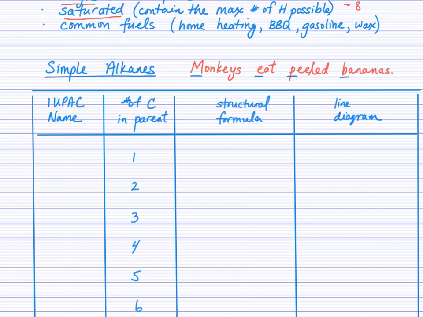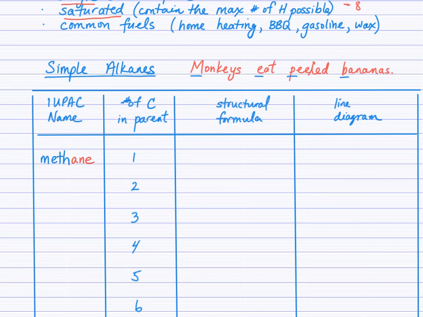So the memory trick that I've given you here in red: monkeys eat peeled bananas. That's a sentence that can be used to remember the first 4 root names of the simplest alkanes. So M stands for meth. When we write the name for a hydrocarbon with 1 carbon, we use the root meth because meth means 1. And then we use the suffix of ane. And the reason we use the suffix of ane is because for all alkanes, the ending of the name is always ane.